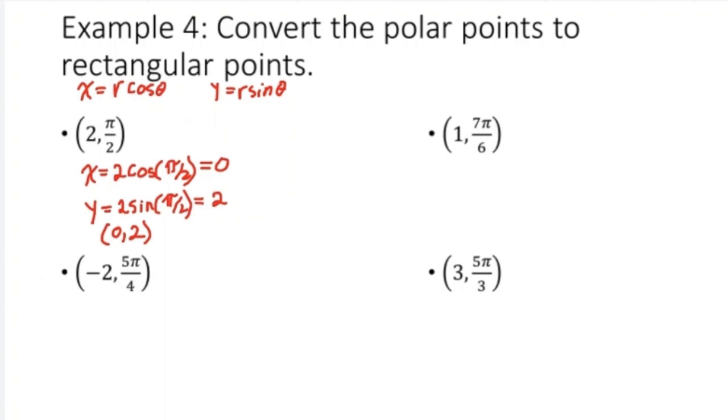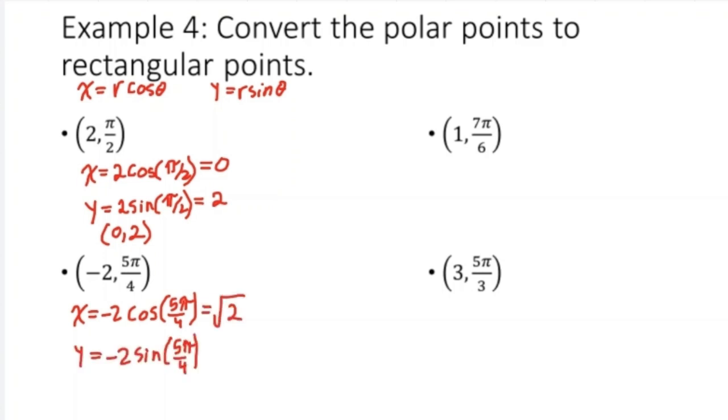Next, we'll convert (negative 2, 5 pi over 4) from polar to rectangular. Just like before, we'll use the formulas above. So x is negative 2 times cosine 5 pi over 4, which is root 2. And y is negative 2 sine 5 pi over 4, which is also root 2. So our point (negative 2, 5 pi over 4) is equivalent to (root 2, root 2) in rectangular coordinates.